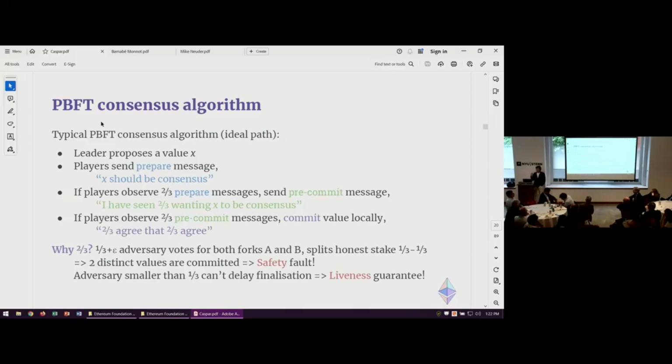Now if you see enough of what are called prepare messages, if you see 2/3 of all consensus participants sending these prepare messages, you send a pre-commit message saying, effectively, I've seen that 2/3 of all consensus participants want this block to be consensus. Now you might think you can stop here. But the problem is that you don't know that everyone else has also seen these 2/3 wanting it to be consensus.